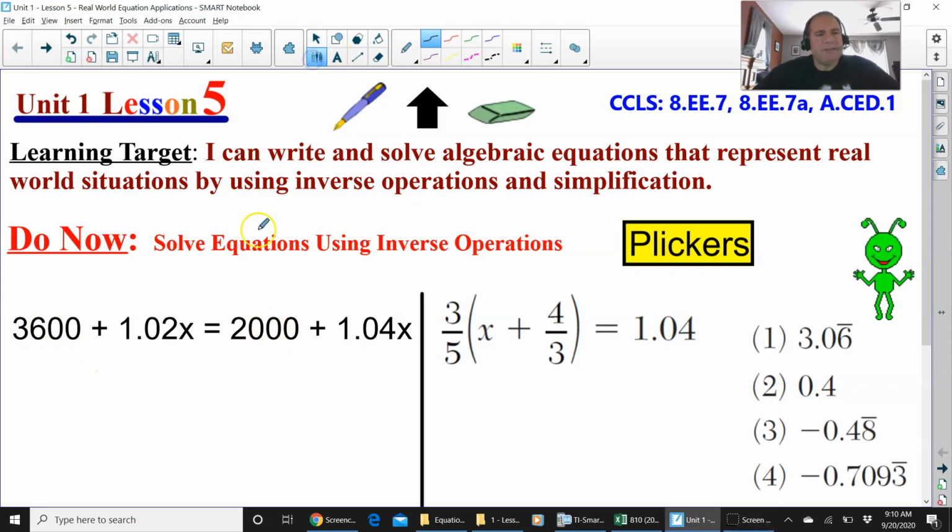What is the first step when you see 1.02x and 1.04x on opposite sides of that equal sign? Well, you must get those x's together. We always are going to say get the smaller x, which is 1.02x, over to the larger x. All right, so we're going to just do that first step.